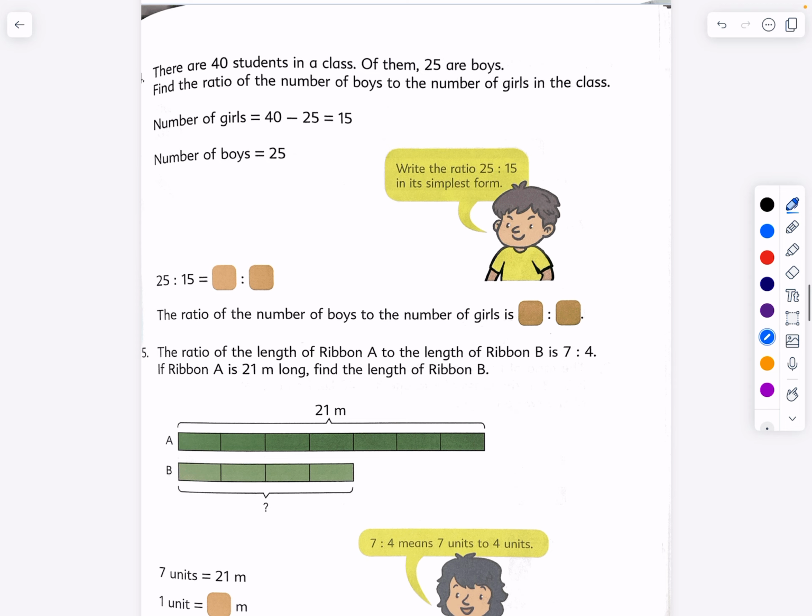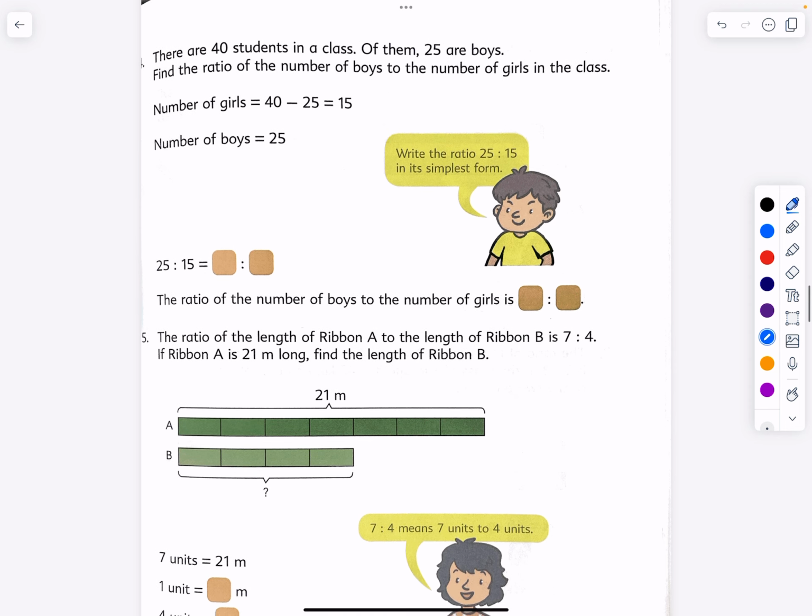Next problem. There are 40 students in the class. Of course, 25 of them are boys, and the number of girls we can find using step 1, of course, by subtraction. So 15 girls and 25 boys, right? Now, find the ratio of the number of boys to girls. They're looking for boys to girls. Remember, I always like to write down my letters, what we're comparing with what, so I don't mix up the numbers. The number of boys to the number of girls is 25 to 15, which we can further reduce.